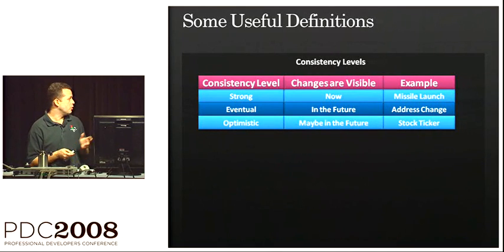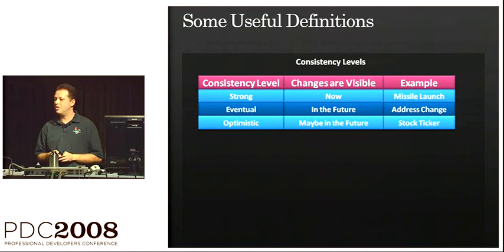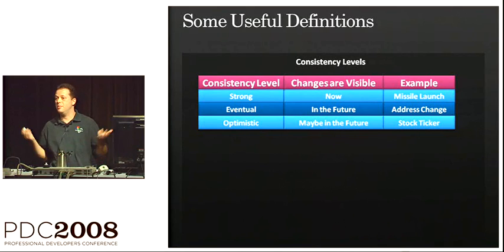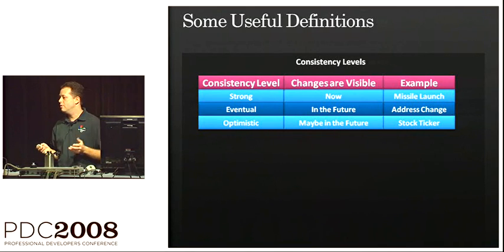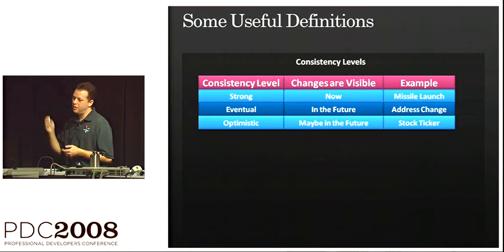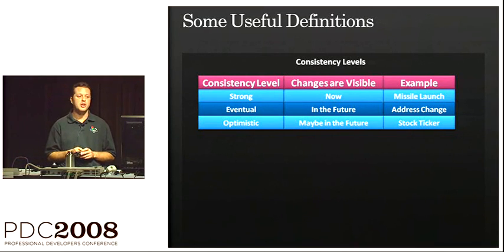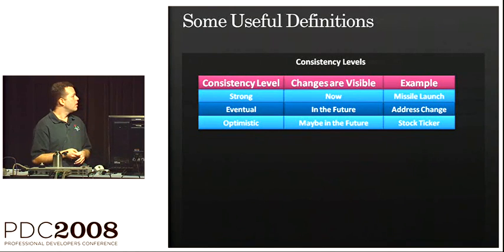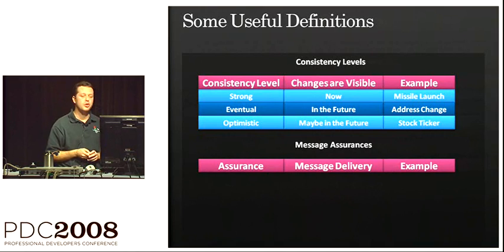And then there's optimistic consistency, which is kind of like eventual consistency, except you're not sure whether the changes will stick. They might or they might not. Classic example is a stock ticker, where you may not necessarily need exactly the right value at exactly the right time, because you'll get the next stock quote in a minute or in a few seconds. And it's actually fine to drop packets and not actually see that one update. So that's consistency. The other concept that's going to be useful for this talk is message assurances.